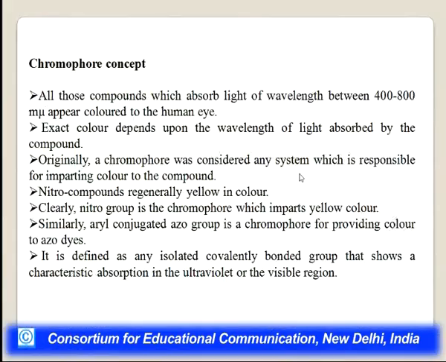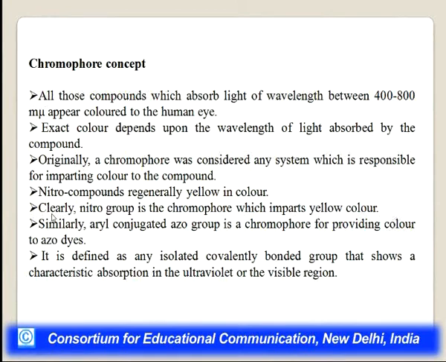We have discussed the basic fundamentals of UV visible spectroscopy. Now there are more concepts, like the chromophore concept. What is a chromophore? A chromophore is considered any system which is responsible for imparting color to the compound. All those compounds which absorb light of wavelength between 400 to 800 millimicron will appear colored to the human eye. The exact color depends upon the wavelength of light absorbed by a particular compound.